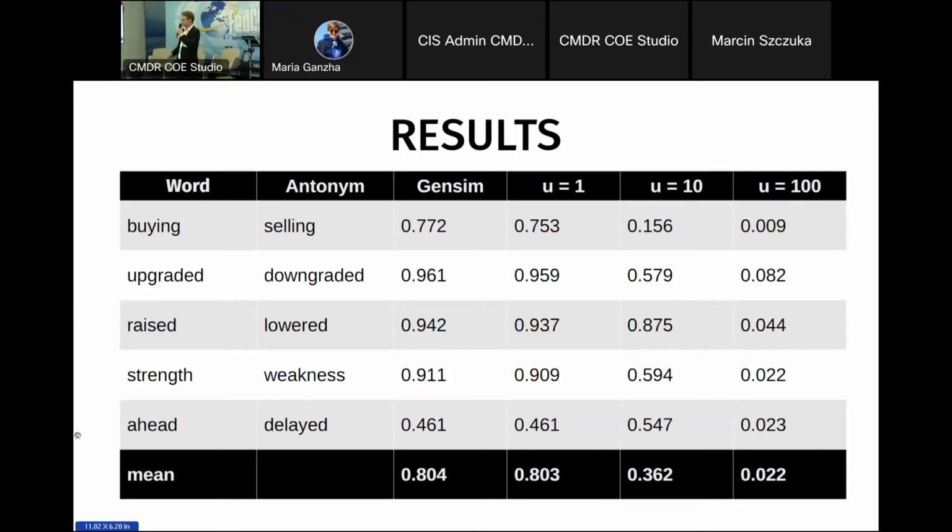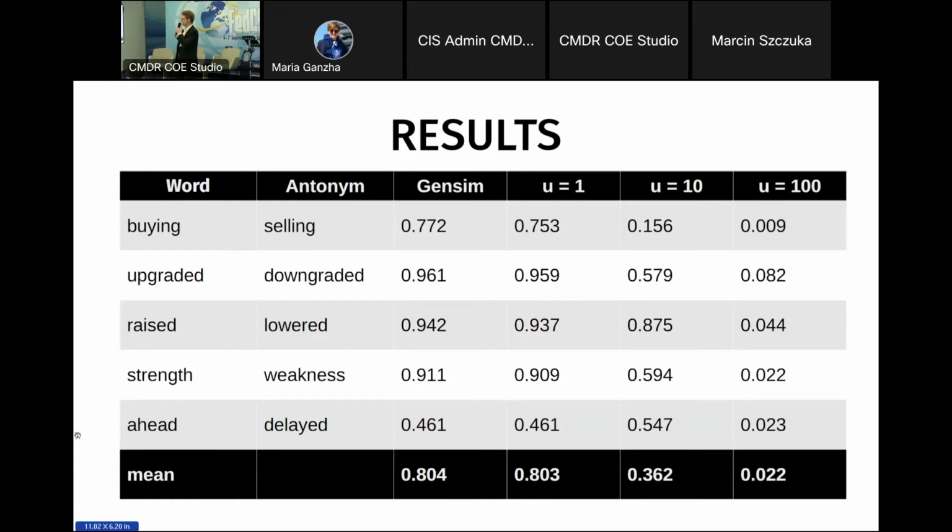Now, I started the comparison with creating embeddings using a very well-known model, mainly for those who work with Python, called Gensim, and their implementation of Word2Vec.